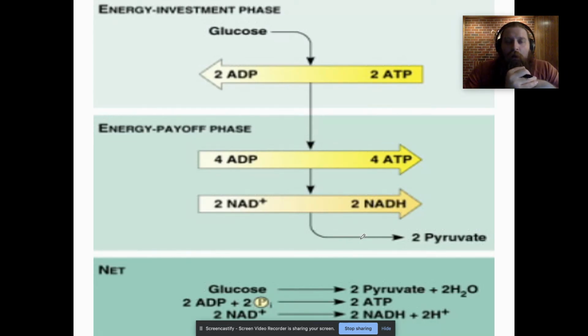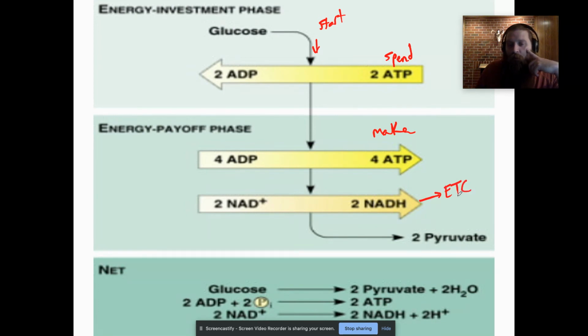If we look at glycolysis as a diagram, this is basically what it looks like. We have to spend 2 ATP to get glycolysis started. So we're going to start here. And then we're going to make 4 ATP, and we're going to make 2 full taxis, and we're going to get 2 pyruvates. That's a good thing. So we've got taxis. These are headed towards what we call the ETC, the electron transport chain. We're going to learn more about that soon. We've got 2 pyruvate. They're headed to the mitochondria.